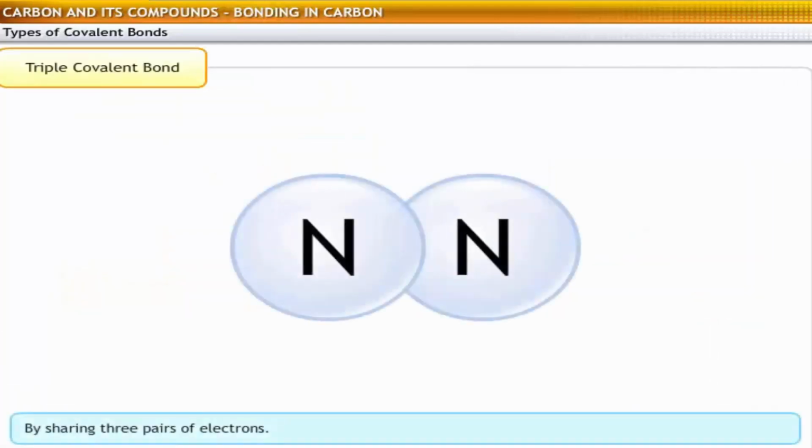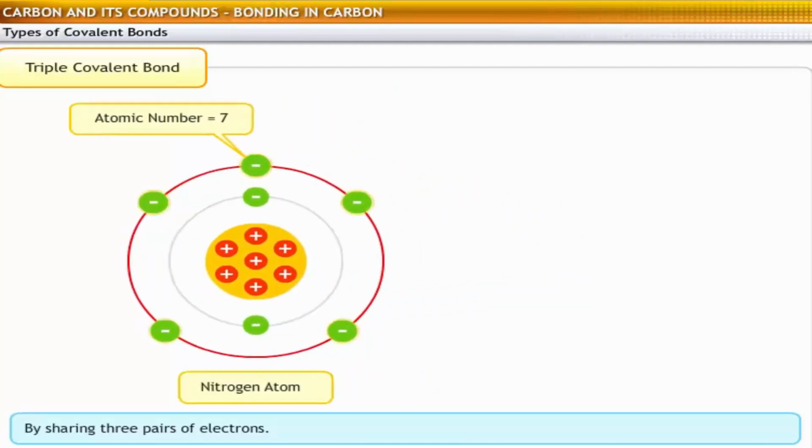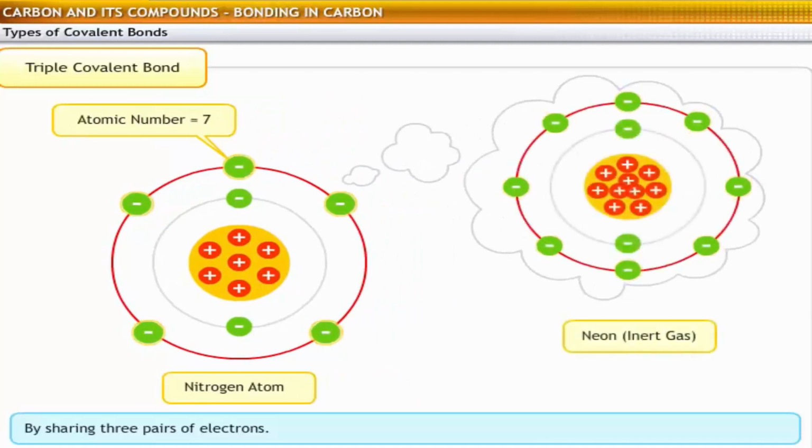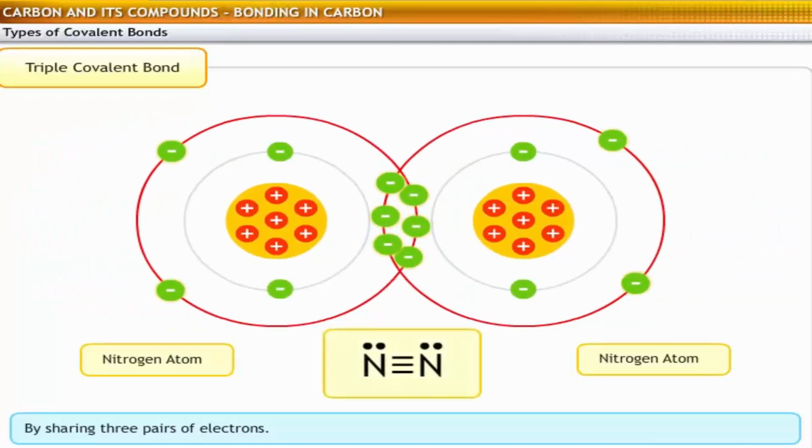Let us try it with nitrogen. The atomic number of nitrogen is 7 and it would require 3 electrons for attaining the nearest inert gas configuration, which is neon. Thus, the 2 nitrogen atoms combine together and produce 3 bond pairs and share the 3 bond pairs between them. Thus, a triple bond is present between the 2 nitrogen atoms in the nitrogen molecule.